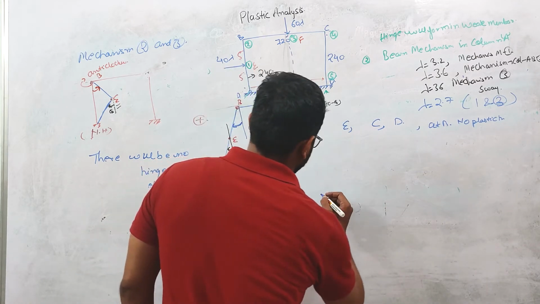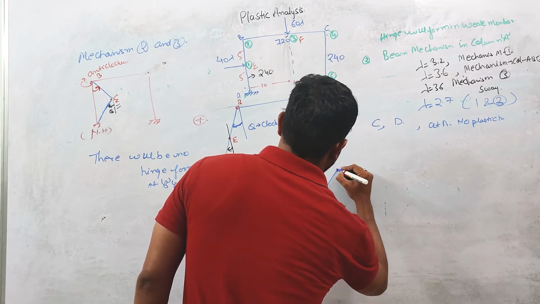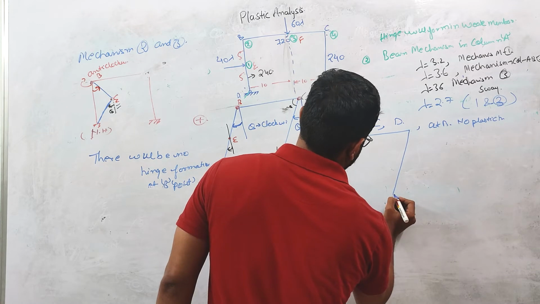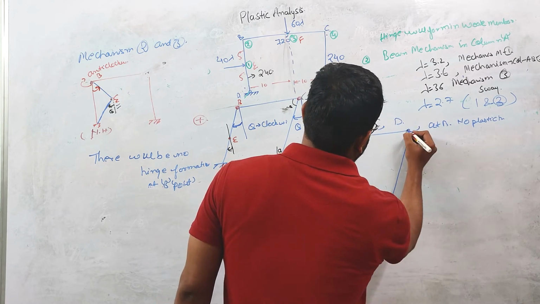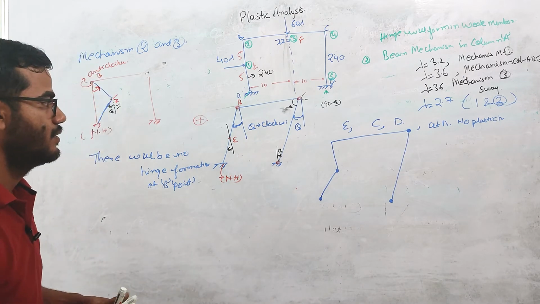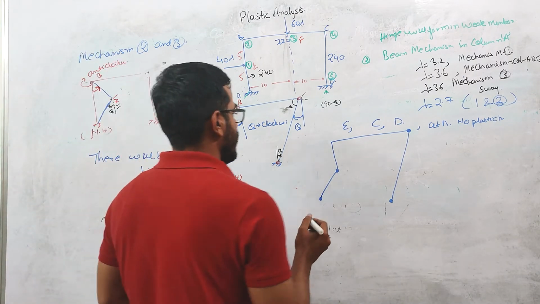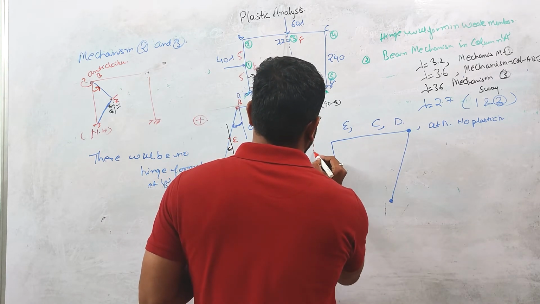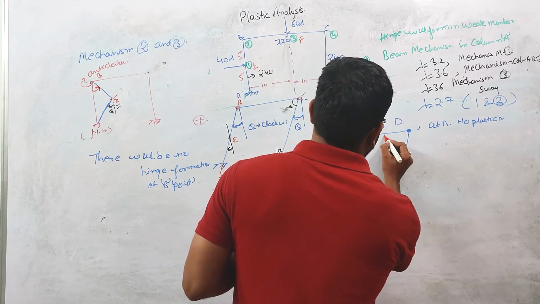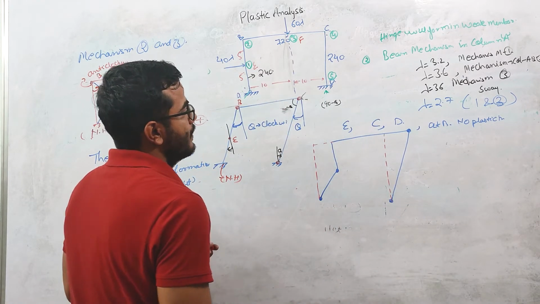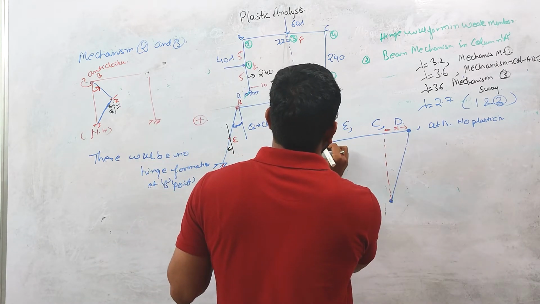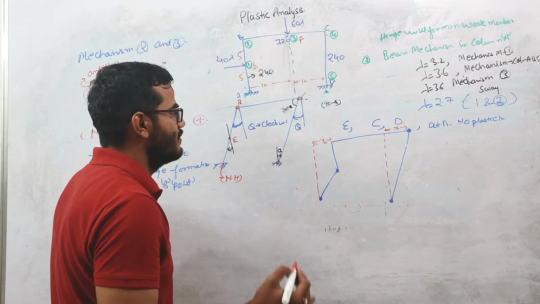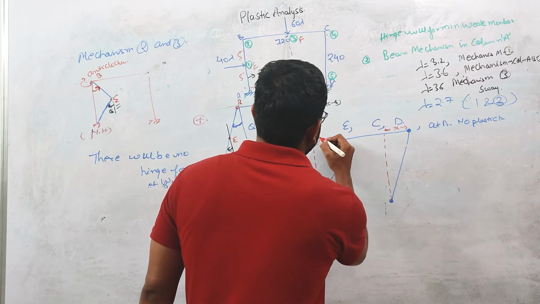Or you can say that it is better to draw the deflected shape. So these are our points of plastic hinges, and this is our initial position of the frame. This distance x, let us suppose, will be equal to this distance. Why? Because we are neglecting the extensibility of the member. Members are considered inextensible, so there should be no axial deformation along the member. So this x should be equal to this x.